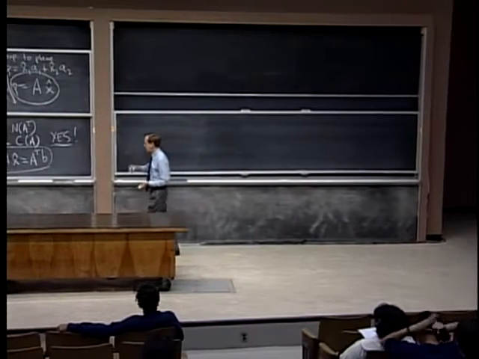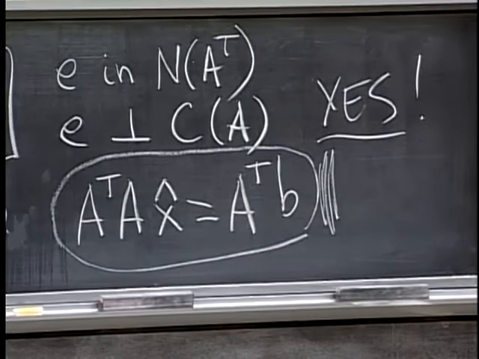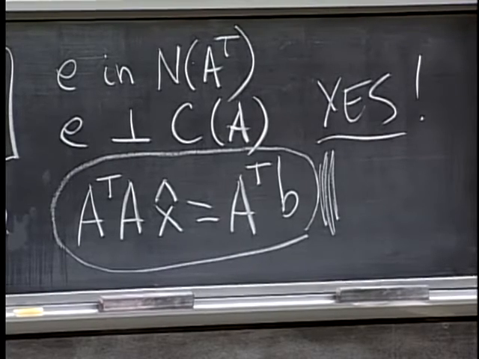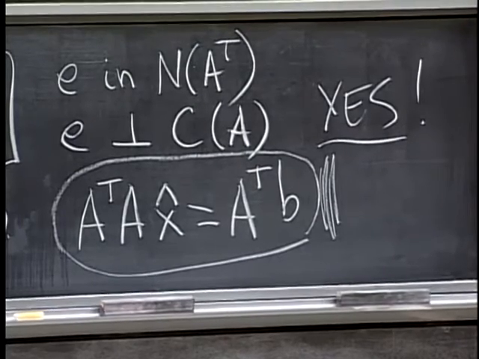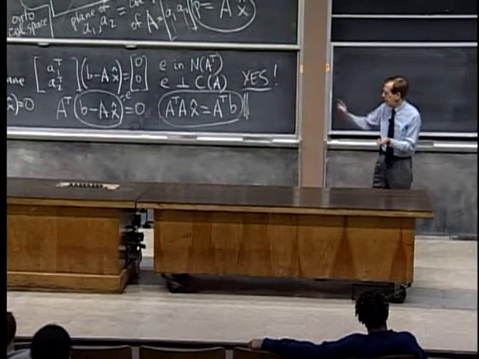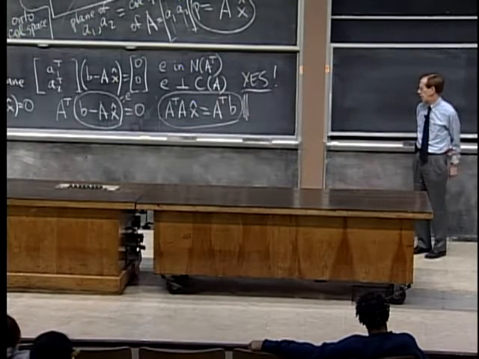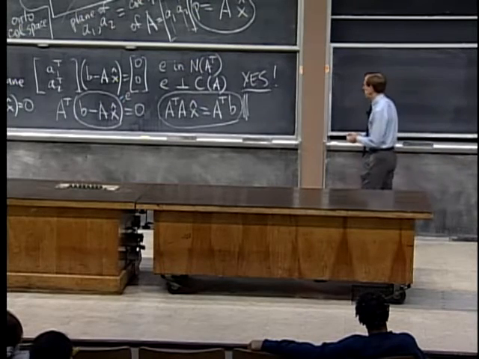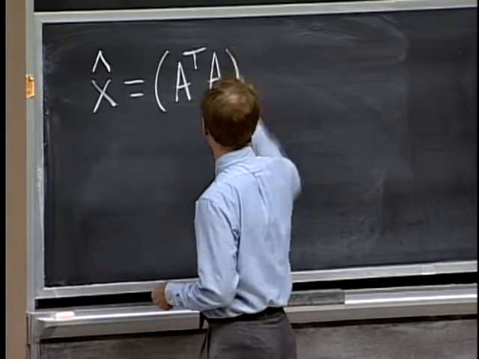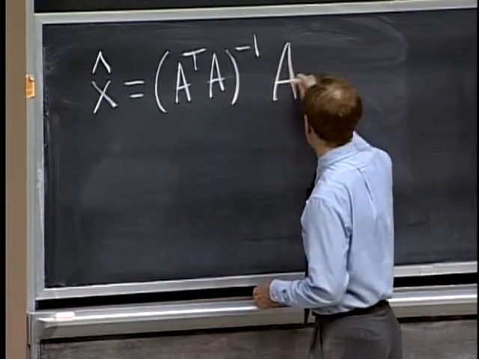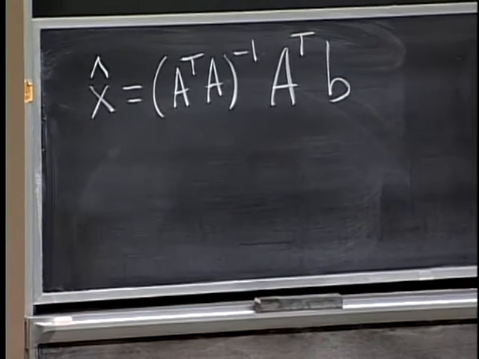Okay, this is the key equation. Now I'm ready for the formulas that we have to remember. What's x hat? What's the projection? What's the projection matrix? Those are my three questions that we answered in the 1D case, and now we're ready for the n-dimensional case. So what is x hat? Well, what can I say but (A transpose A) inverse A transpose B. That's the solution to our equation.